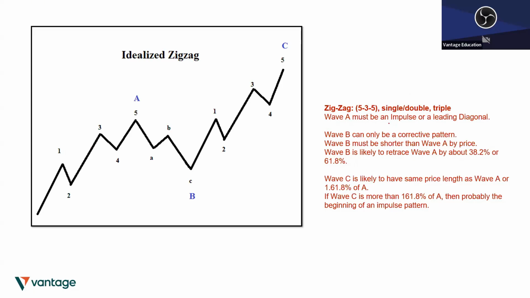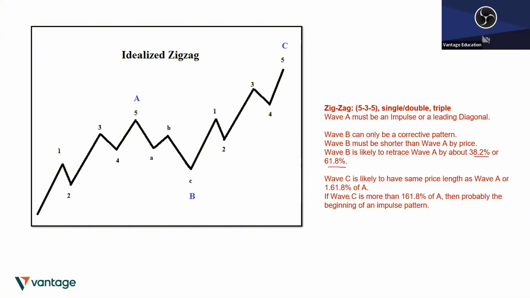Wave 1 must be an impulse or a leading diagonal. Wave 2 is usually an A, B, C. Wave B can only be a corrective pattern and must be shorter than wave A by price. Wave B is likely to retrace 38.2 or 61.8 of wave A. Wave C is likely to have the same price length as wave A, or 161.8 of wave A.